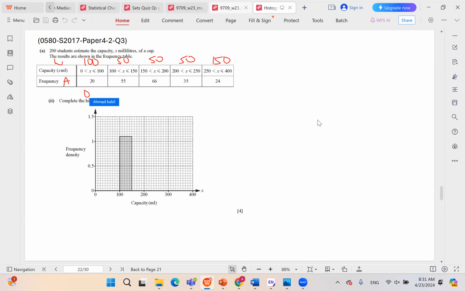So 20 divided by 100 is 0.2. 55 will be 1.1. 55 divided by 50, I mean. 66 divided by 50 is going to be 1.32. 35 divided by 50 is going to be 0.7. And 24 divided by 150 is going to give us 0.16.